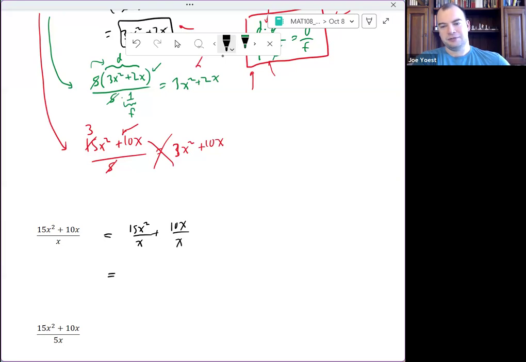And then I notice that there is a factor of x in both the numerator and denominator that can divide out, leaving me with 15x. Right, 15x squared is 15x times x, and x on the denominator is 1 times x. These x's divide out, leaving me with 15x divided by 1, or just 15x. And similarly, the 10x over x, the x divides out in the numerator and denominator, plus 10.